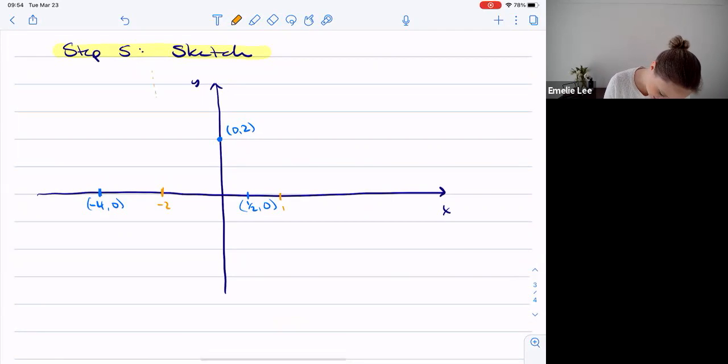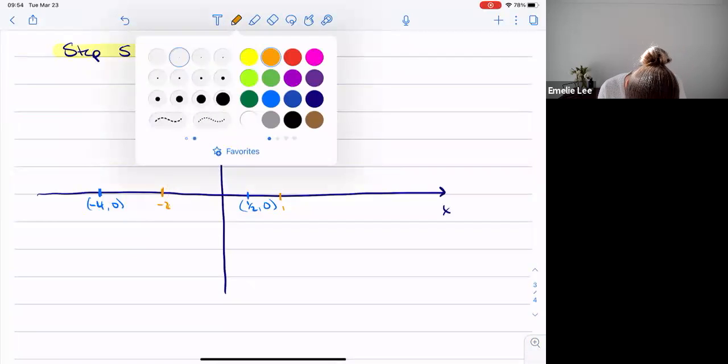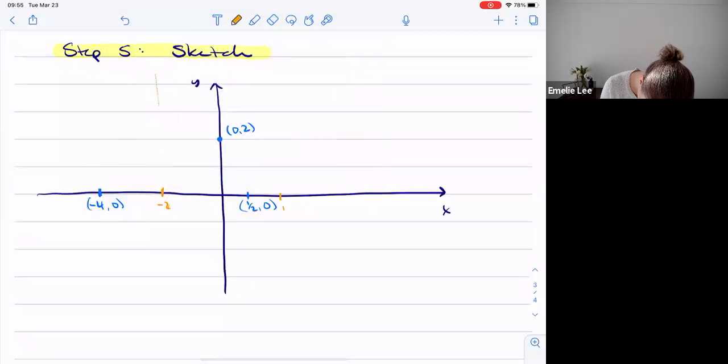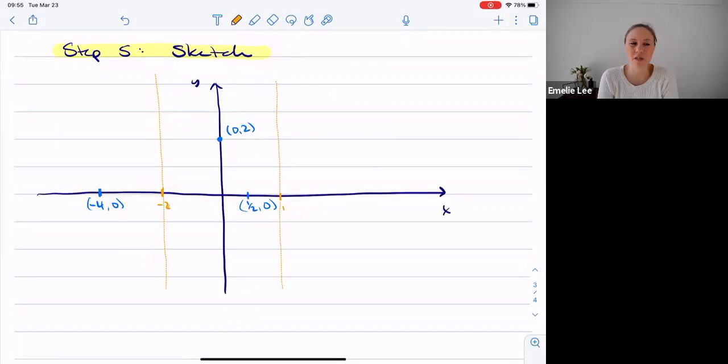Okay, so what I want to do is put an imaginary asymptote here. You know what I just remembered? I can do a dotted line. Fancy, right? Because those are just imaginary asymptotes. So I'm going to start drawing those vertical asymptotes. Same thing with the horizontal asymptote. And then I'm going to start to piece things together.